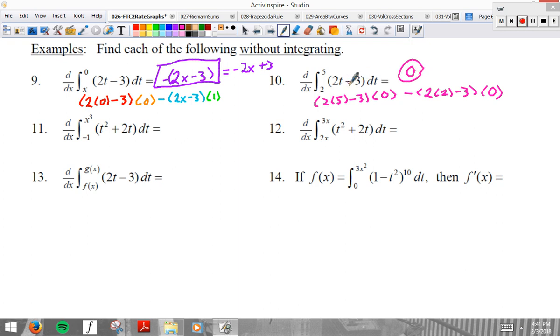Conceptually, this should make sense. A definite integral without complicated function bounds represents the area under the curve, which is just some number. And if I take the derivative of that number, I should get 0. Okay, next.